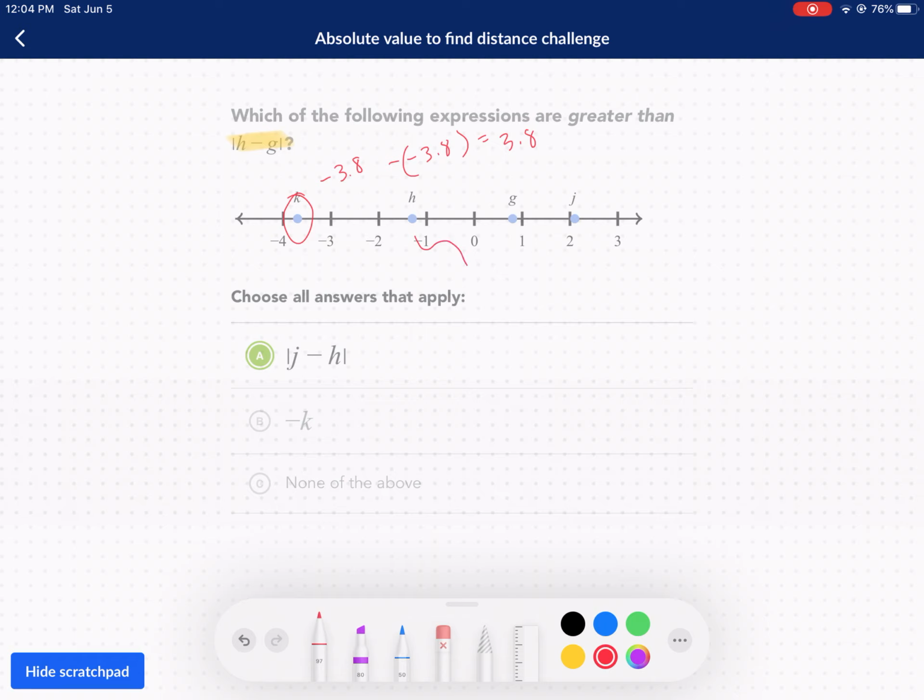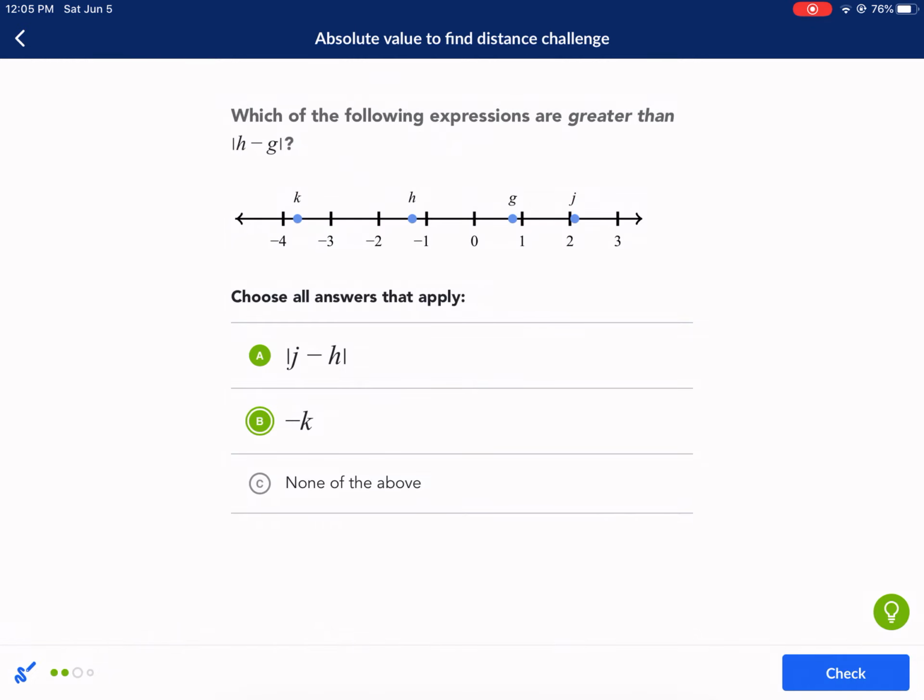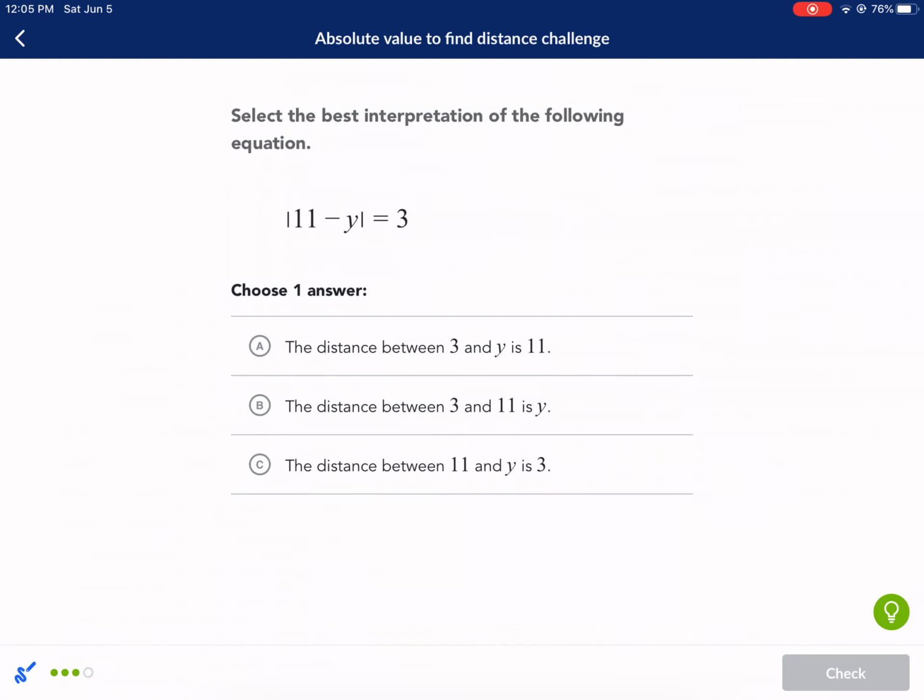So we actually need to calculate that distance there. That looks to be, well, we'll call that 0.9, and we have negative 1.2. So we need to find 0.9 minus negative 1.2, and we're going to take the absolute value of that. And as you can see, it's not going to be anywhere close to 3.8. We're going to get something like 2.1 as our answer there. So we have 2.1 and 3.8. Negative k is definitely bigger than the difference between those two. So we have A and B. None above is definitely not an answer.